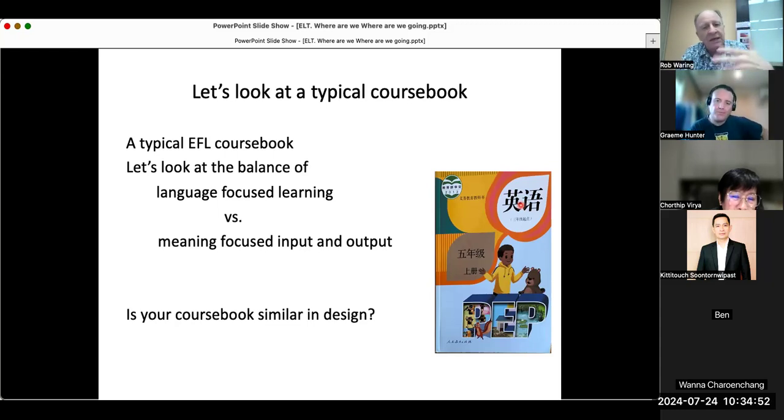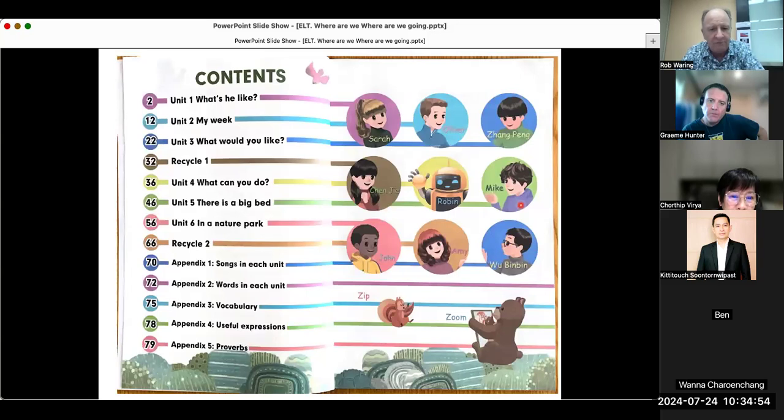So this is a beginning level book. So we have various units, unit 1, 2, 3, 4 here. We have a recycle unit after 3 units, and then we have recycle 2. We have appendices as well. So this is very low level.